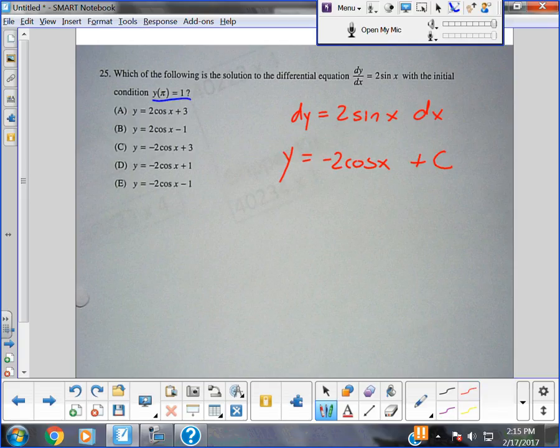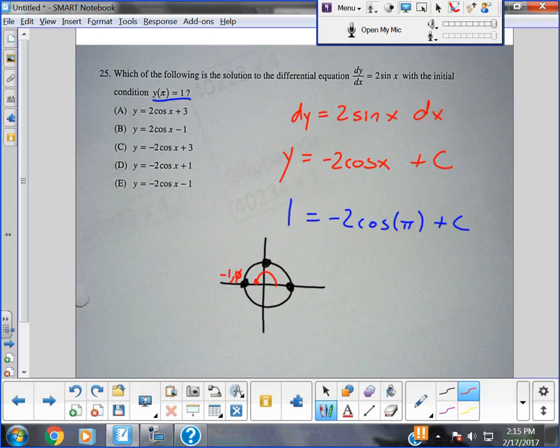We use the initial condition. 1 equals negative 2 cos pi plus c. We know from our unit circle in pre-calculus that pi is 180 degrees. Negative 1, 0, cosine is x, so it's negative 1. So I get 1 equals negative 2 times negative 1 plus c. 1 equals 2 plus c, minus 2, minus 2. Negative 1 equals c.